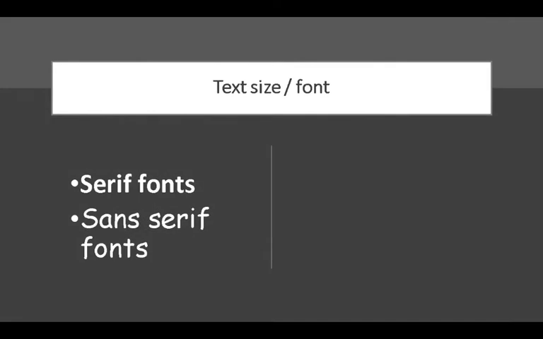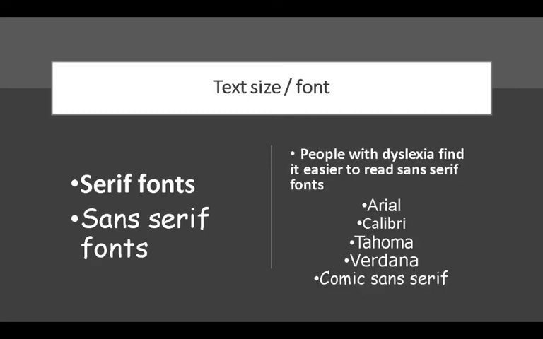Now, the other thing you need to consider is not just the text size, but the text font. We're aiming for serif fonts or sans serif fonts as much as possible. People with dyslexia can find it easier to read sans serif fonts. Sans serif fonts are things like Arial, Calibri, and Calibri is the preset. So when you open up PowerPoint or any Word document, it will be set to Calibri, or Tahoma, Verdana, or Comic Sans. Avoid other fonts, they're difficult to read, but they're also inaccessible for people with dyslexia.